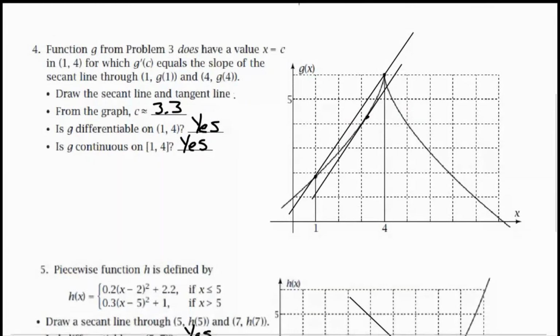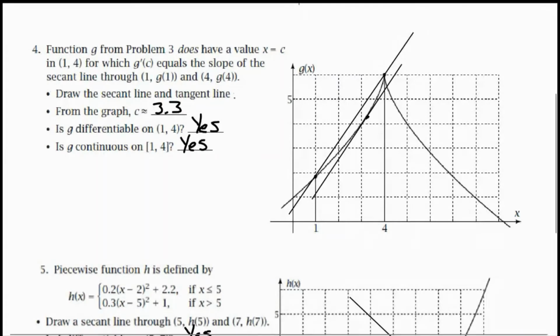Okay, so same graph, this time different interval. We're looking at the interval from 1 to 4 this time. Now notice this time when I draw in the secant line, I do have a tangent line that is parallel, and that happens at about 3.3. Is the function differentiable on the interval 1 to 4? In this case, yes. Is it continuous on the closed interval 1 to 4? And the answer is also yes.